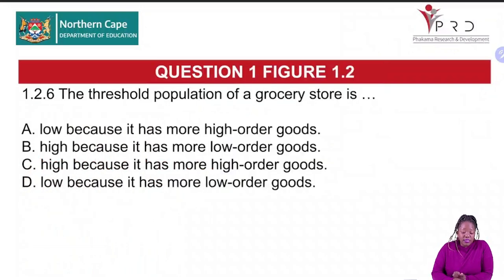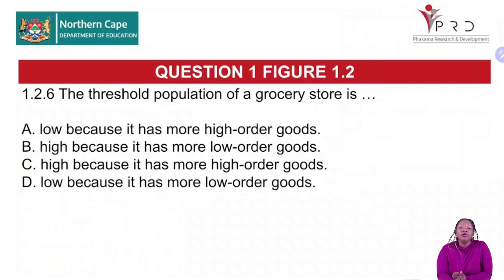Our question number 6, the threshold population of a grocery store is. So remember, the threshold population, we've already mentioned, it's the minimum number of customers that are needed in order for the business to operate. But now it's for the grocery store. So let us look at option A up until option D, and then after we will be able to do the correction.